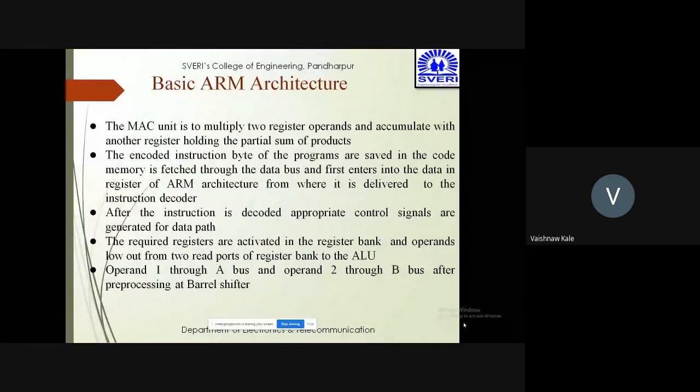The MAC is also there, that is used to multiply two register operands and accumulate. So multiply accumulate with another register holding the partial sum of the product. The encoded instruction bytes of the program are saved in the code.